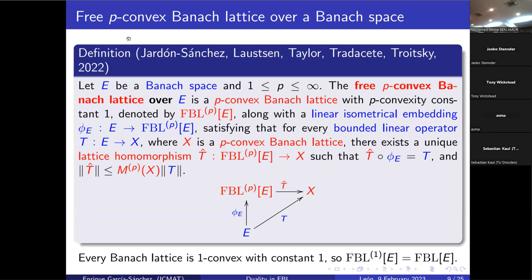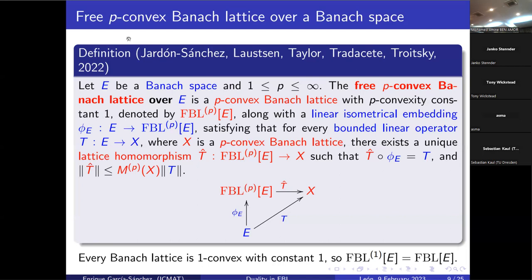Now, in the case p equals 1, every Banach lattice is 1-convex. This is just a consequence of the triangle inequality, and the 1-convexity constant will always be 1. So when we put here p equals 1, we are just talking of the free Banach lattice that I defined in the previous slide. So from now on, when I say free Banach lattices, I'm referring to this general setting, especially the p equals 1 case.